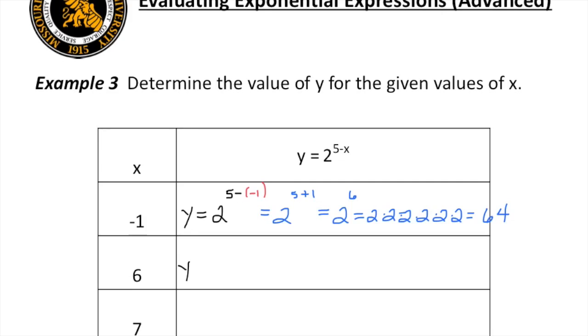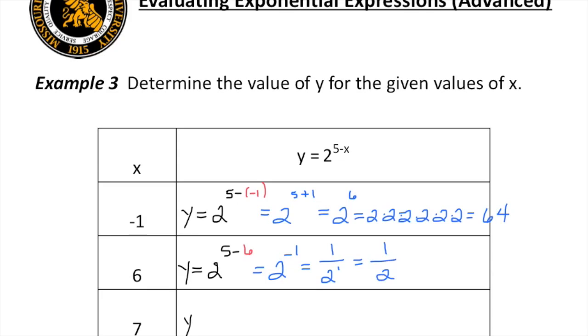Now evaluating this equation at 6, we have y equals 2 to the 5 minus 6 power. 5 minus 6 is a negative 1. 2 to the negative 1 power means that we have 1 over 2 to the first. The negative exponent tells us to move the 2 to the other side of the fraction, making the exponent positive. And 2 to the first is just 2, so our final output is 1/2.